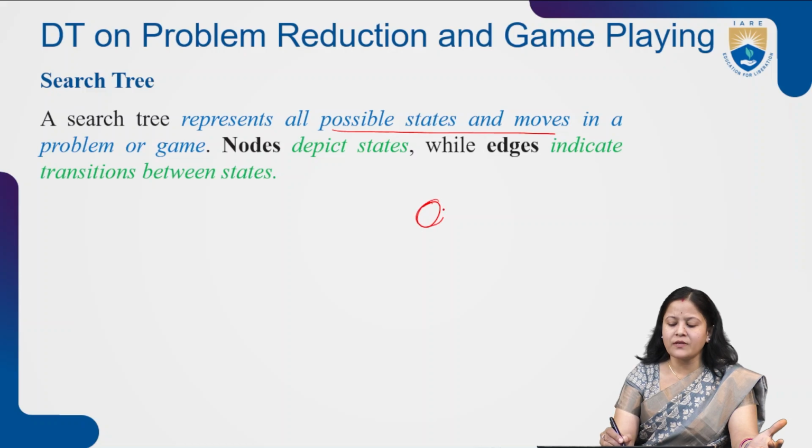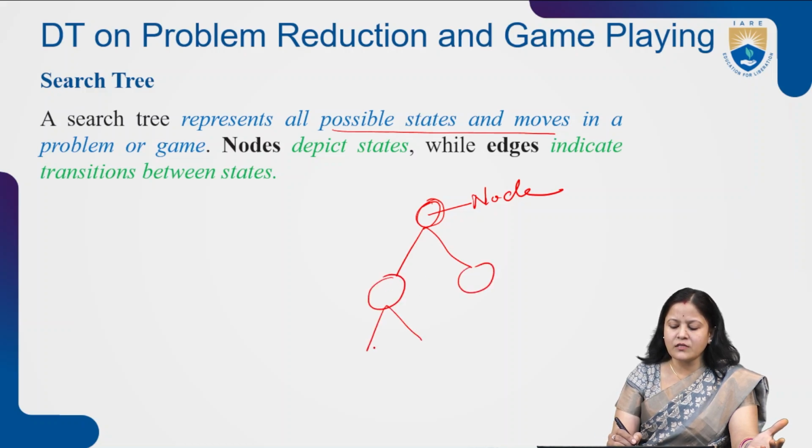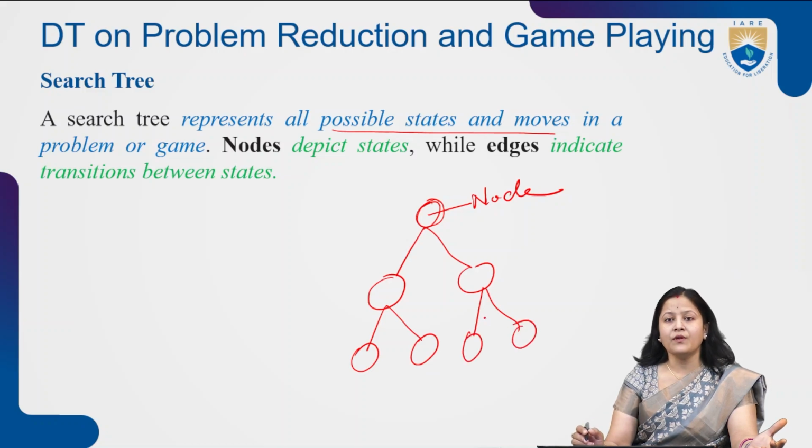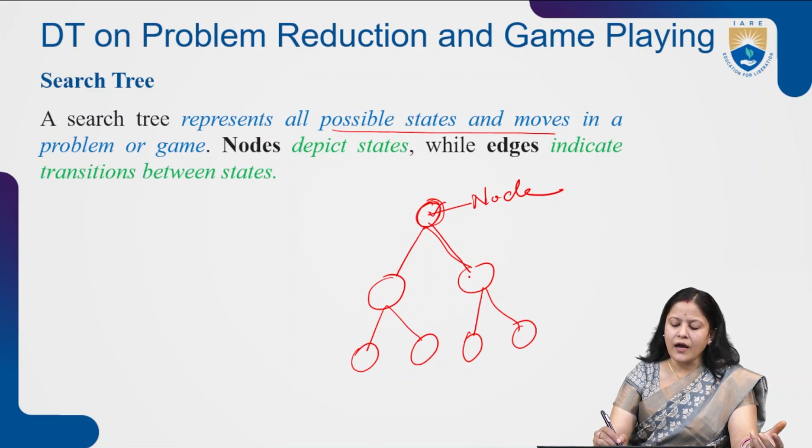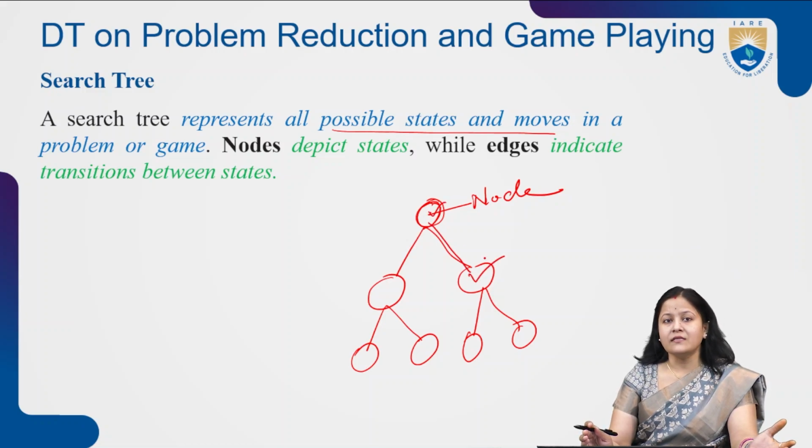The states are represented with the help of nodes, in tree format. From one state, two children would again be there. Like this the tree can be represented, and each node, the circle, is called a node. A node represents the state at a particular moment of time, and the edges represent the transition from one state to another state. That is called a search tree.